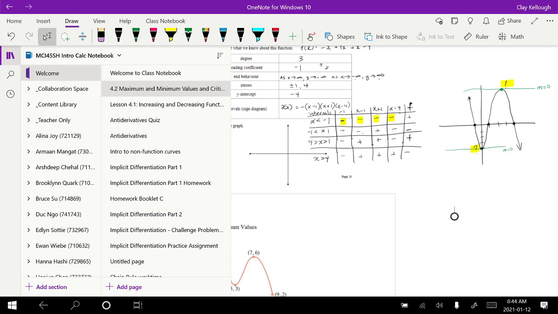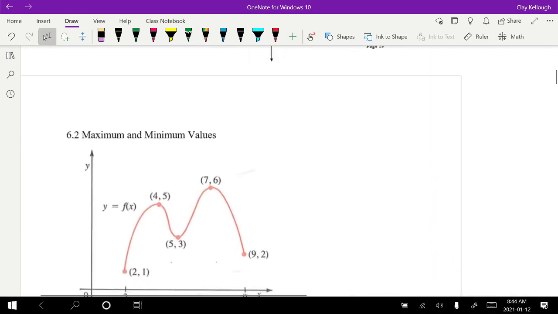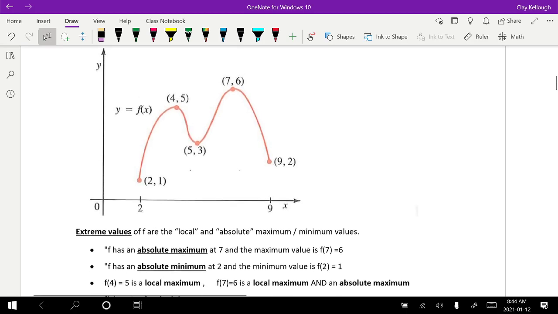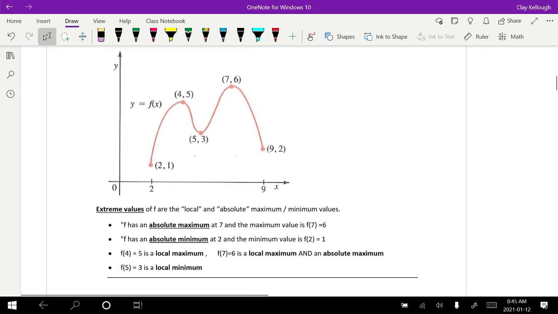There we go. All right, so 6.2 is officially called maximum and minimum values. And altogether, values that are big and small compared to the rest of the graph are called extreme values. So the first definition here, for those of you who would rather write your notes, I'll slow down a bit: extreme values of a function f are the local and absolute maximums and minimums.